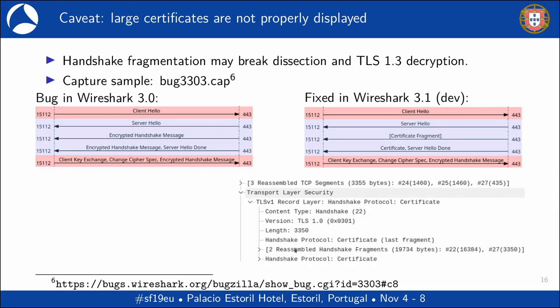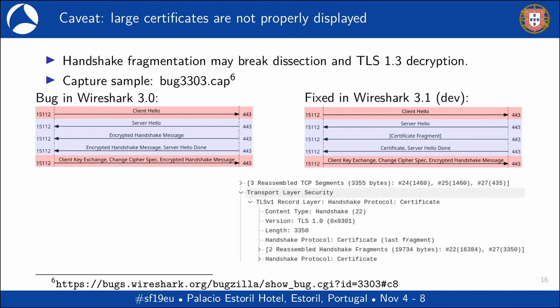Another problem that existed in the past was that large certificates were not properly displayed. In fact, it still exists in the stable version. In a TLS handshake, TLS works with records where messages are split up into small parts and encapsulated in a record. If you have a fairly large certificate with a lot of names or a very long list of certificate authorities, it might not fit in a single TLS record. So in that case, the TLS implementation might decide to split it up into multiple TLS records.